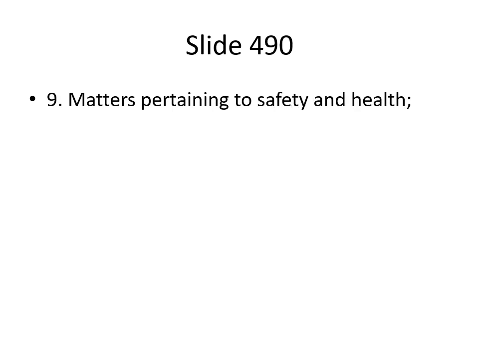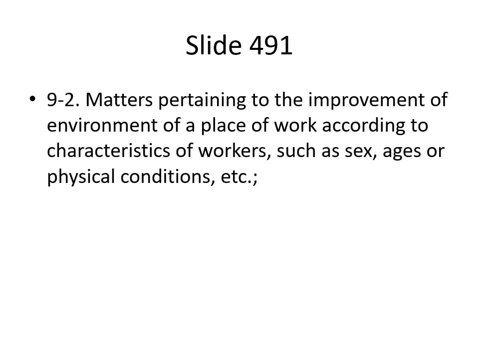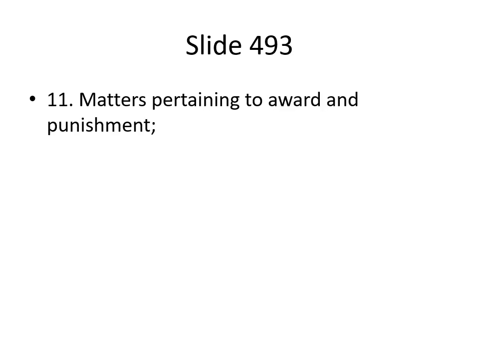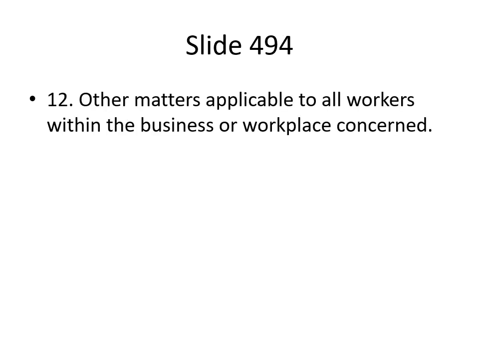9. Matters pertaining to safety and health. 9-2. Matters pertaining to the improvement of environment of a place of work according to characteristics of workers, such as sex, ages or physical conditions, etc. 10. Matters pertaining to assistance with respect to occupational and non-occupational accidents. 11. Matters pertaining to award and punishment. 12. Other matters applicable to all workers within the business or workplace concerned.